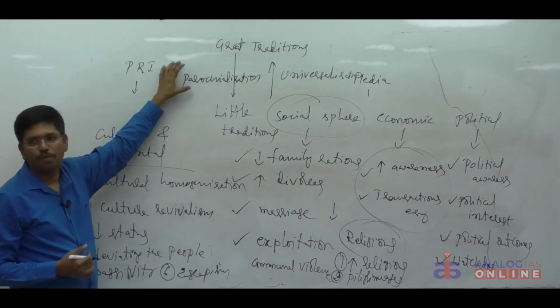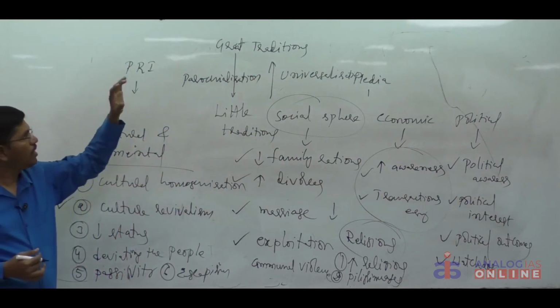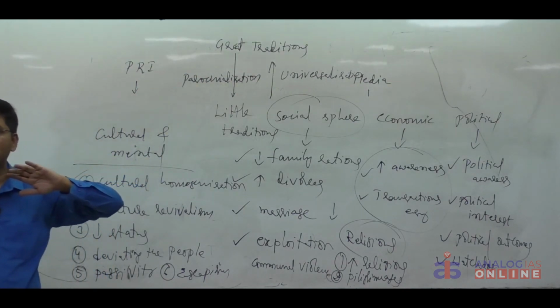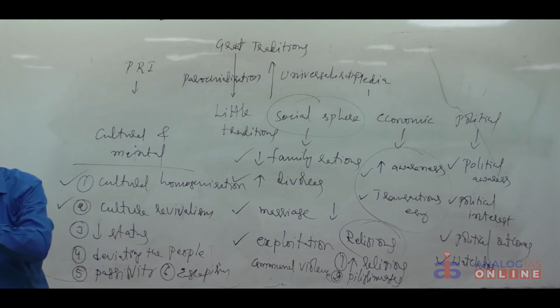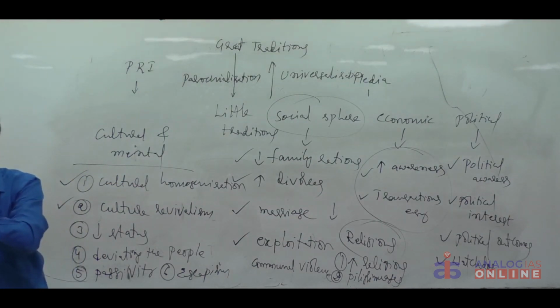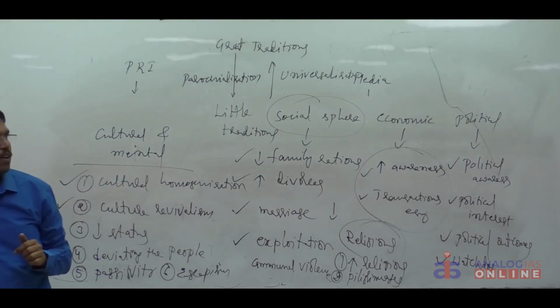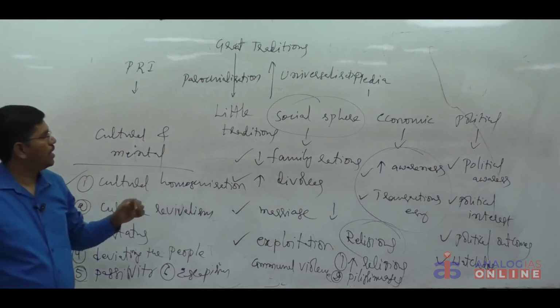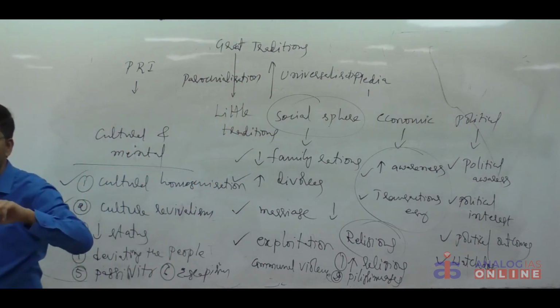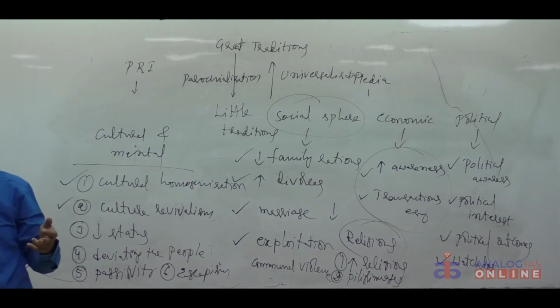What are the examples for parochialization? Great traditional festivals are converted into little traditional festivals. Examples: Govardhan Puja was converted into Govardhan Puja. Navaratri Puja was converted into Navaratha Puja. And what are the examples for universalization? Salno festival was converted into Rakhi Bandhan or Raksha Bandhan. And Saurati Puja was converted into Lakshmi Devi Puja at the time of Diwali.